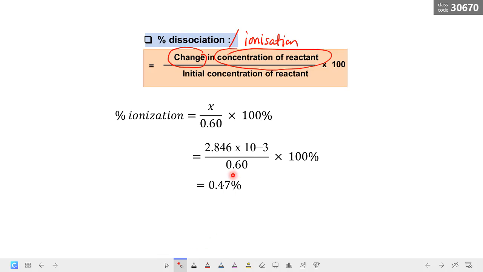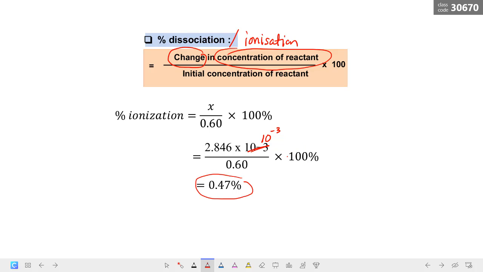Okay, so you can see here, this is the formula and substitute. X divide by initial concentration 0.60 times 100. Jadi kalau you tengok kat sini 2.846 times 10 to the power of negative 3 divide by 0.60 times 100. Okay, you akan dapat 0.47%.